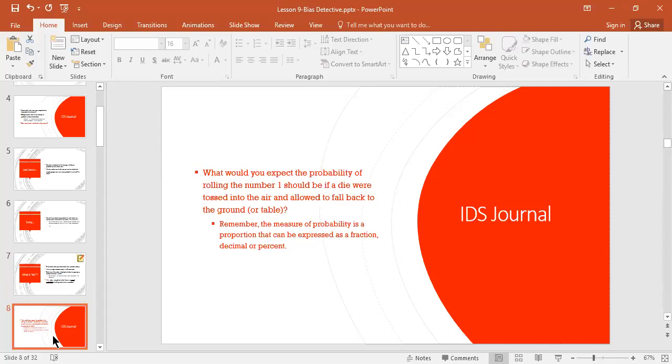You didn't do anything to throw it a certain way. That's what that whole process means, like throwing it up in the air and letting it fall. You're not altering it in any way. It's a fair toss. What would you think the probability would be of getting a one? Okay, so 1 out of 6 chances, or 1/6. Why?